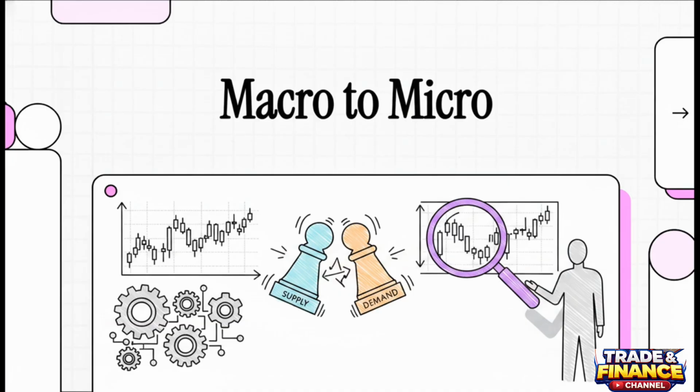By the end of this explainer, your whole view of the charts is going to change. You'll stop seeing just arbitrary moving lines and start seeing a literal collision of supply and demand. We're learning how to track the giants.